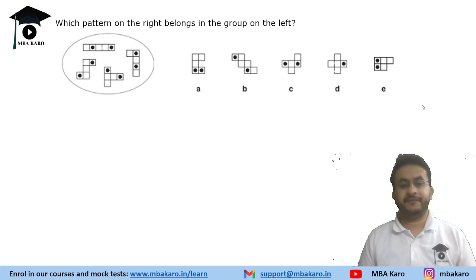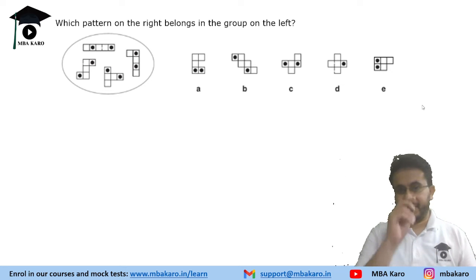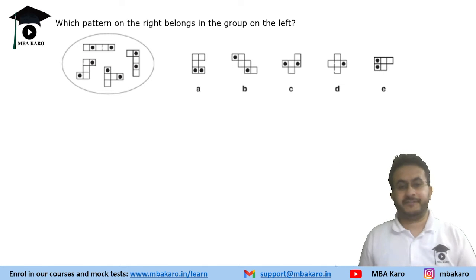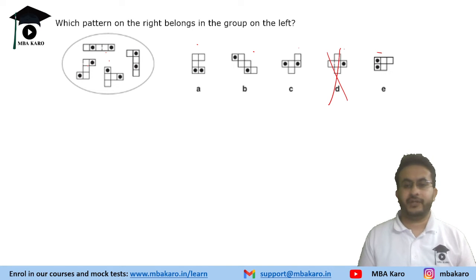So let's begin with the first question. Which pattern on the right belongs to the group on the left? So we are given some images on the left, and we need to tell which image belongs to the same group. Now, first of all, there are two dots in each of them. So we can eliminate option D because there are two black dots.